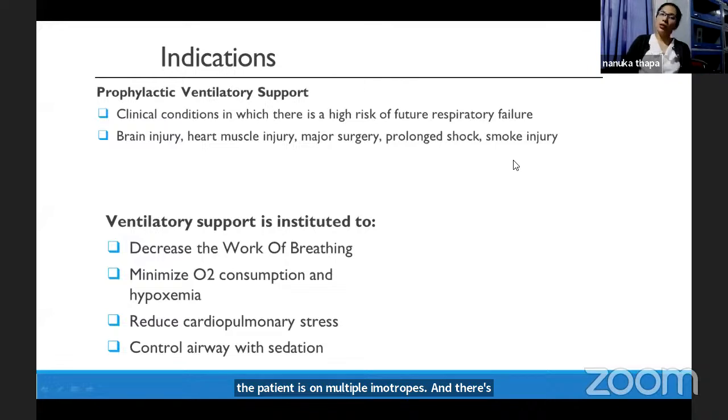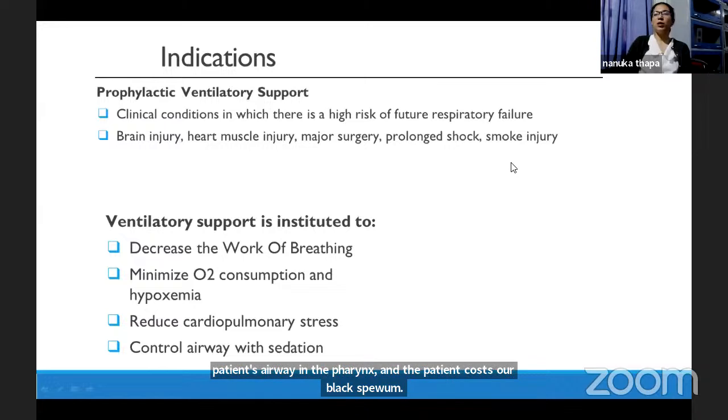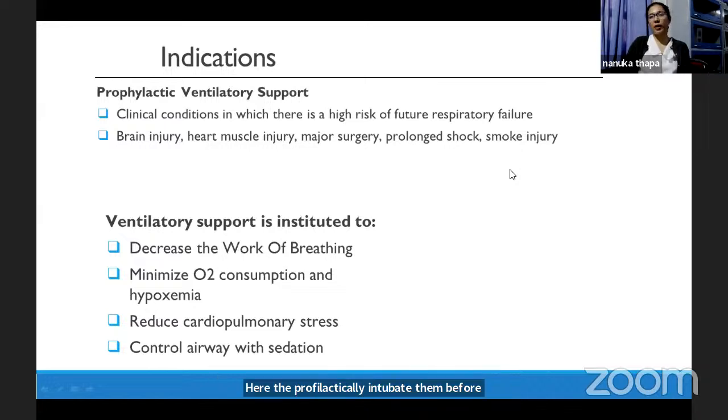Smoke injury or inhalational injury to the airway is one place where we prophylactically intubate patients, especially if there is singeing of the nostrils, there is soot in the nostril, there is soot inside the patient's airway in the pharynx, and the patient coughs out black sputum. Here we prophylactically intubate them before worsening of inhalation injury actually occurs.